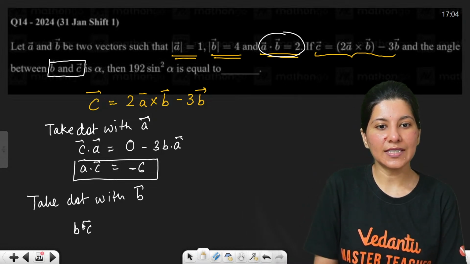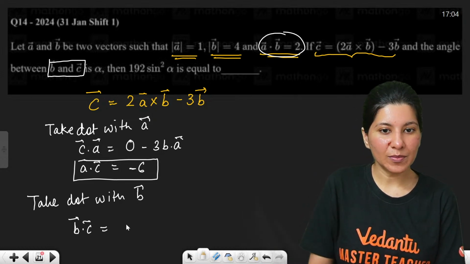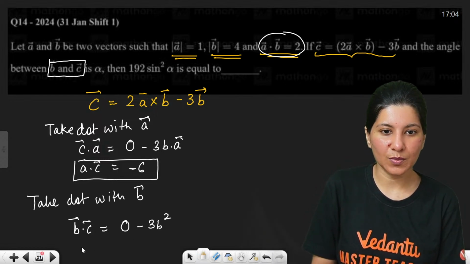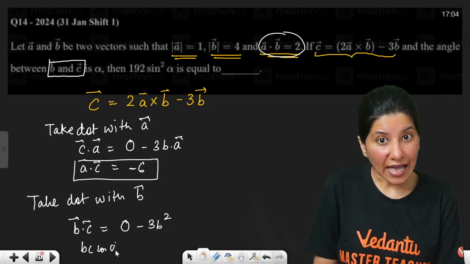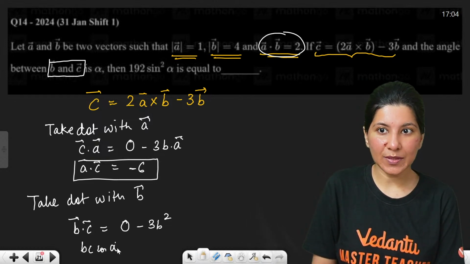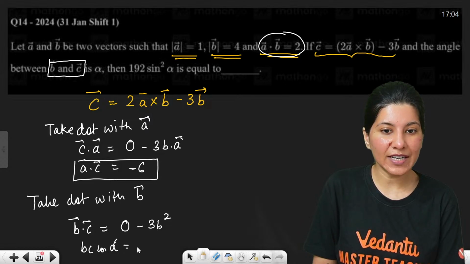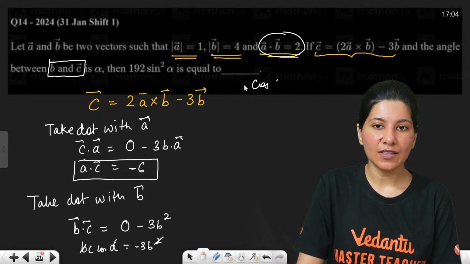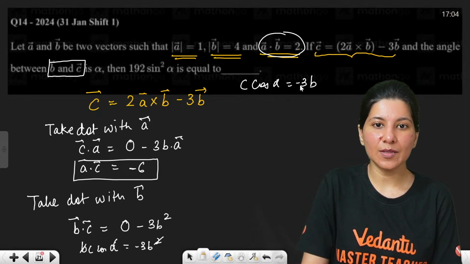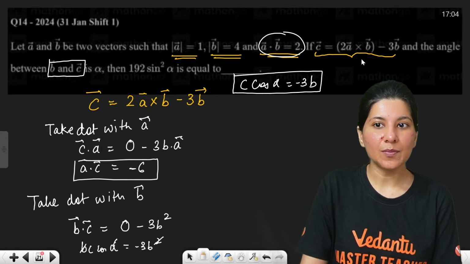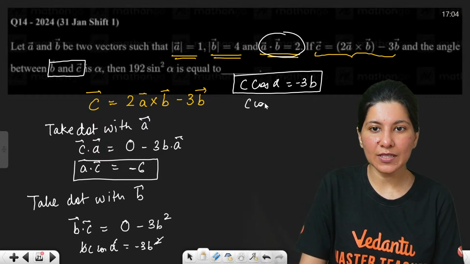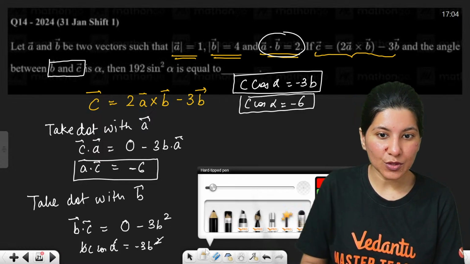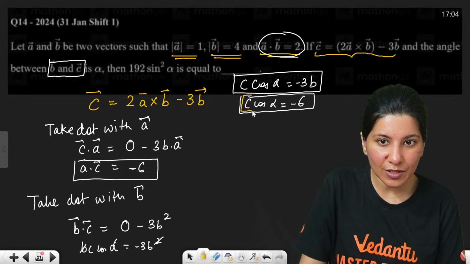So B dot C is equal to, taking dot with the B vector, 0 minus 3 B square. But the B vector is not here. So BC cos alpha, alpha being the angle between them, is minus 3 B square. Again, the same thing we are doing. So C cos alpha is minus 3B, correct? And B is again given. So C cos alpha is actually minus 6. You are looking for 192 sine square alpha, so you are just looking for this C.